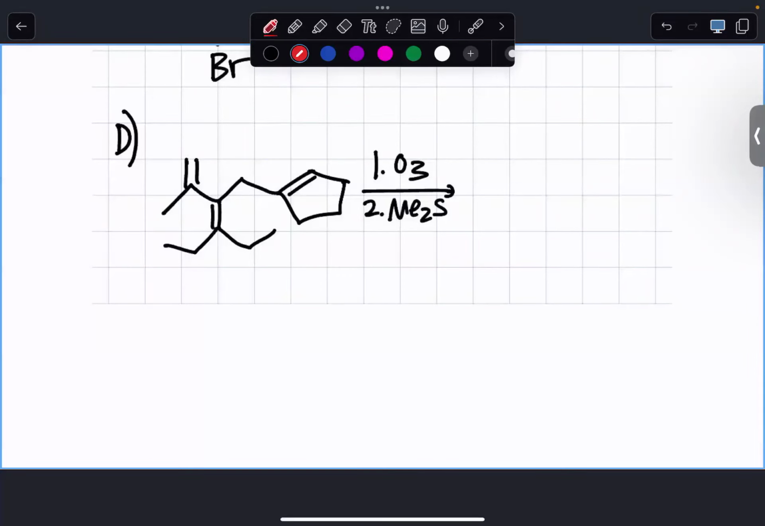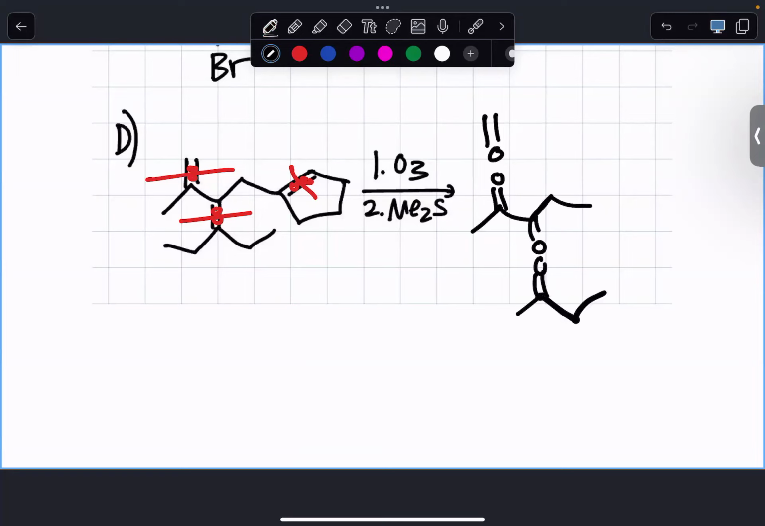Let's cut all these double bonds in half and put oxygens in the middle. It happens on all of them. There is one reaction that reacts with only the most substituted carbon though, and that is MCPBA, the peroxy acid.